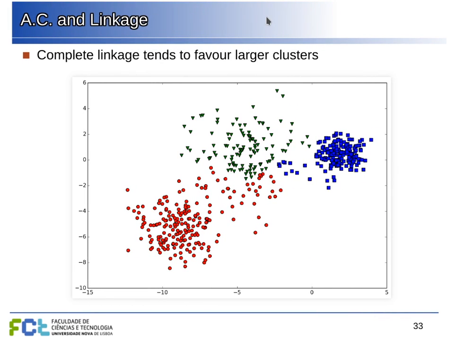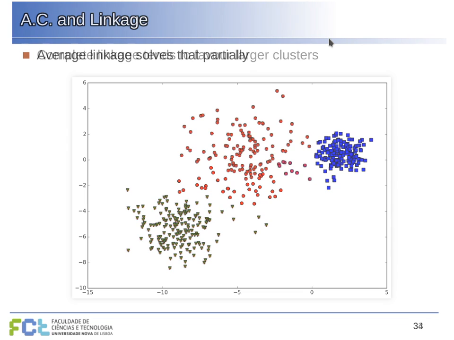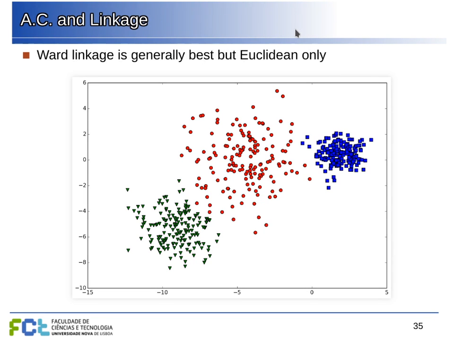So differences between linkages will depend on the data that you have and the kind of results that you want, but in general, complete linkage tends to favor larger clusters. So in this case, we get these larger clusters that grab more examples. Average linkage solves that partially, but in general, ward linkage works best, but you need to use Euclidean distances for ward linkage to work. But this tends to capture better the pattern in the data when you have clusters of different sizes.